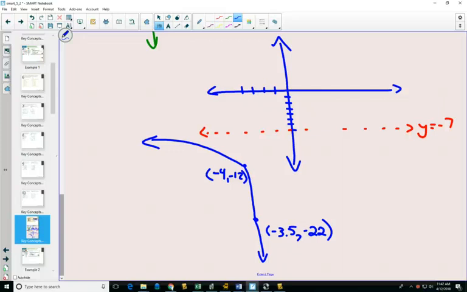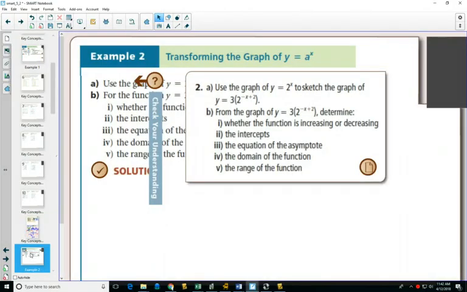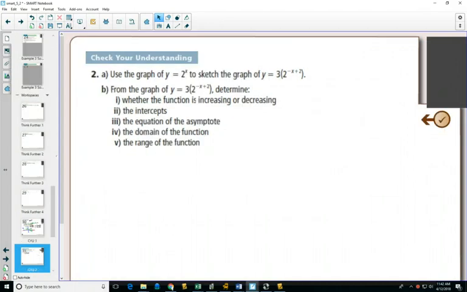So now for example 2, they're telling us what the parent graph is. It's 2 to the x. And we want to graph y equals 3, 2 to the negative x plus 2.